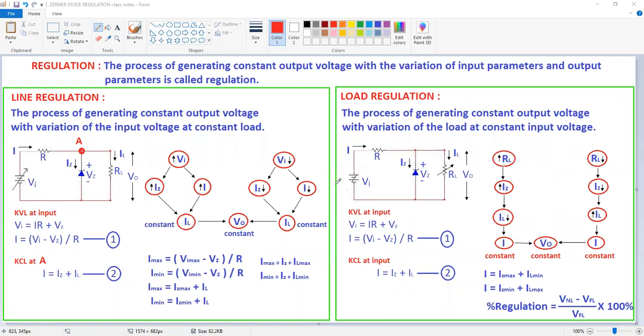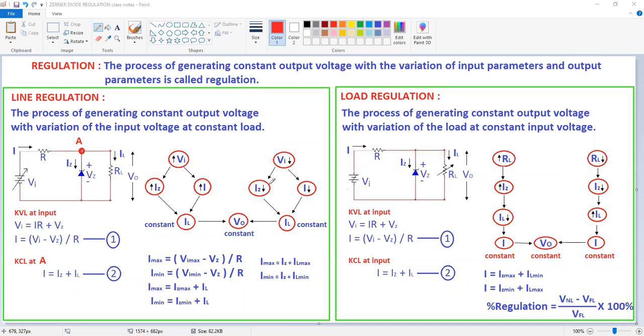Similarly, when you decrease the input voltage, listen carefully. When you decrease the input voltage, what will happen? Here, these two are constants. I is proportional to VI. If VI decreases, I is also going to decrease. Similarly, if you decrease the input voltage, then the Zener current is also going to decrease.